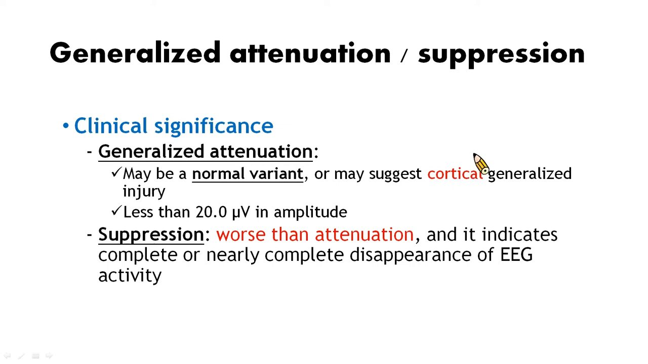Then we talk about generalized attenuation or suppression. Generalized attenuation may be a normal variant, or it may suggest generalized cortical injury. The amplitude is usually less than 20 microvolts. Suppression is worse than attenuation, and it indicates complete or nearly complete disappearance of EEG activity.